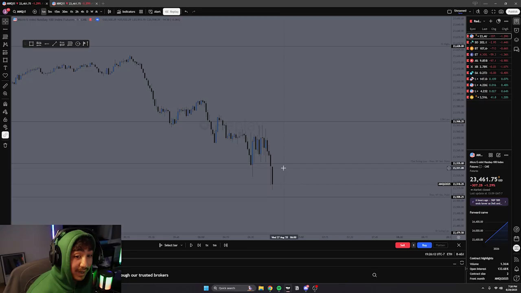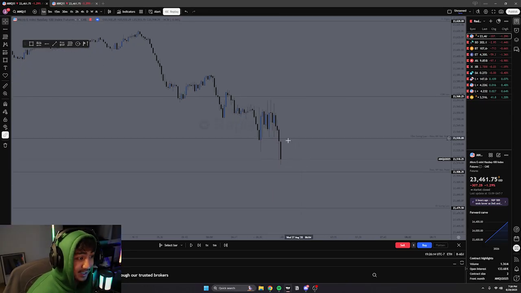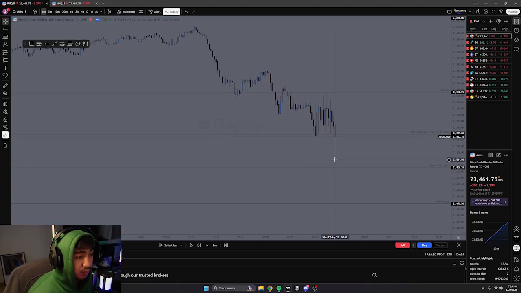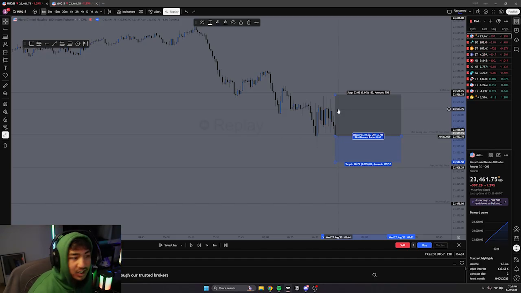The reason why I'm not taking a sell right here is that price broke the low and it went back up for a retest, so it might go down. But if I took it right here, or at this retest, I have to put my stop loss above these highs just to invalidate myself.